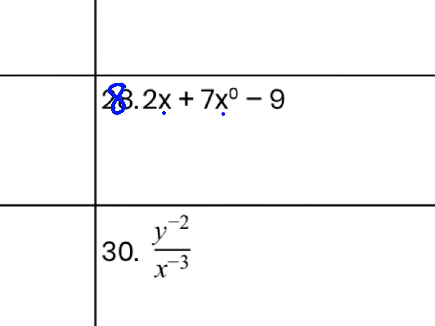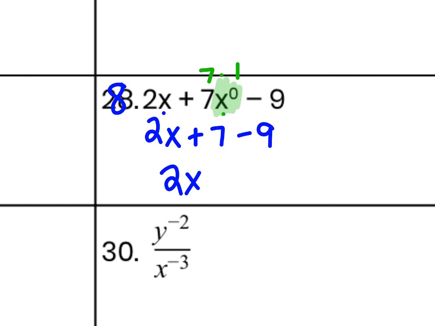But what I do know is that anytime I have an exponent of 0, so right here, that x to the 0 power, that becomes a 1. So don't get confused. The whole thing doesn't become 1, only that x to the 0. So I still have this 7 times 1. So if I were to rewrite this, it would become 2x plus 7 minus 9, because we know that 7 times 1 is 7. Now we can combine our like terms. 7 minus 9 is negative 2.